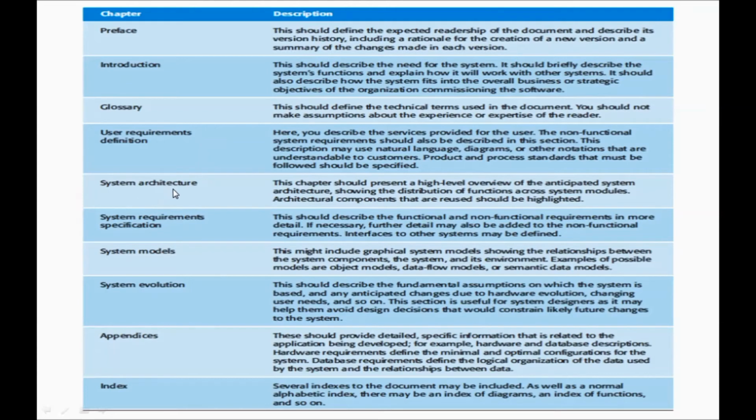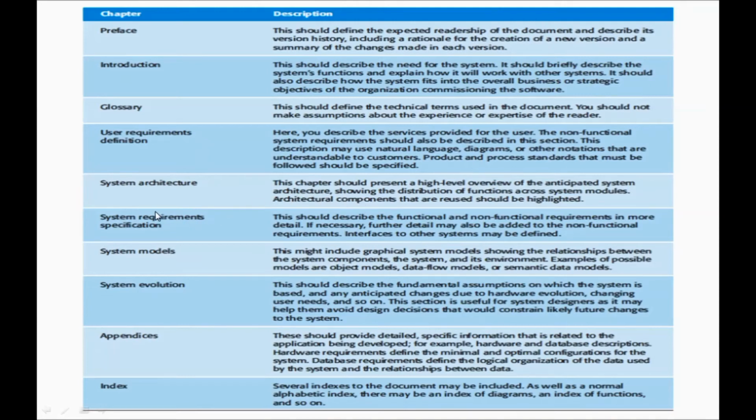Next, system architecture. I told you while explaining the spiral model and the waterfall model, in the design phase you have to develop the system architecture. That means you have to develop the overall architecture, the overall diagram of your software. This chapter should present a high level overview, that means the high level system architecture of your software. That section should be there in the requirement document, because if you have the system architecture information there, it will be easy for the engineers to develop the software. That's why.